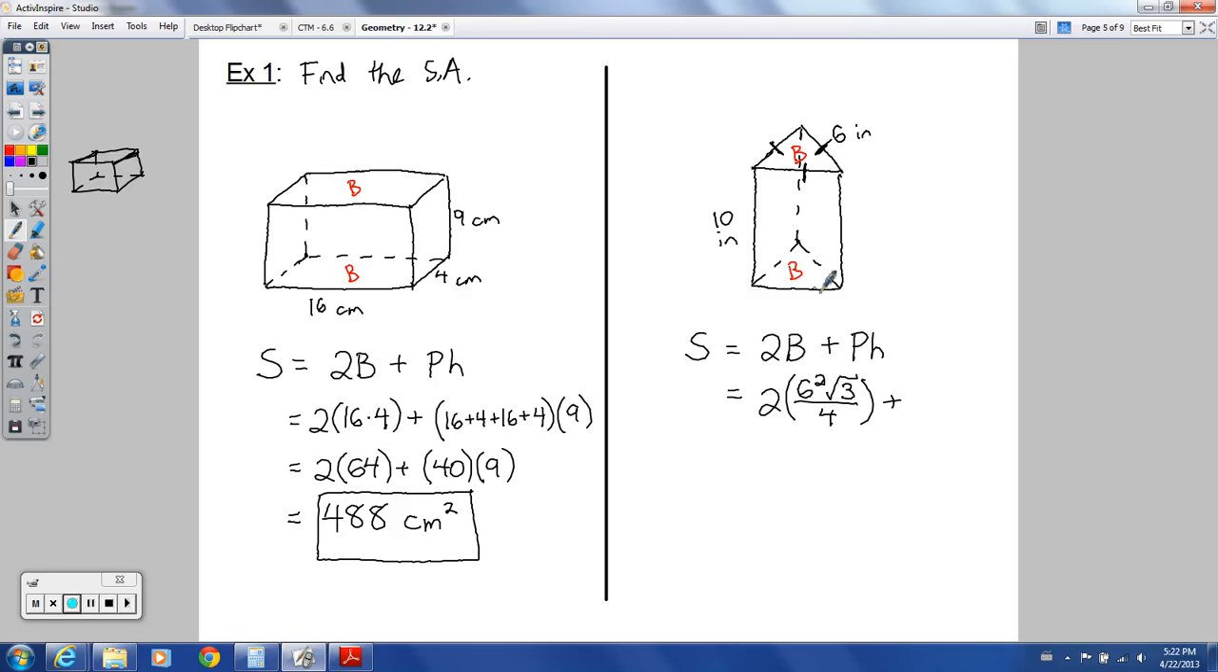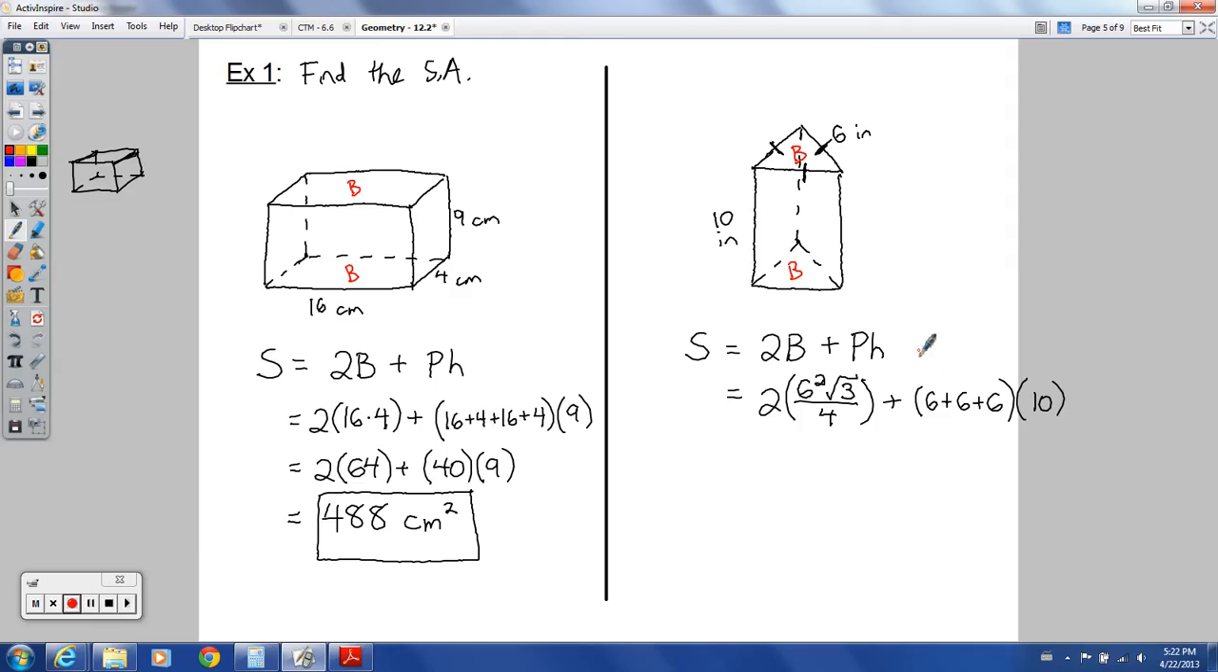Now, what's the perimeter of one of these bases? Well, it's just 6 plus 6 plus 6. So let's write that down. 6 plus 6 plus 6. Yes, I know that's the same as 6 times 3, but just so we get the idea of that perimeter, we're adding the sides. We're summing up. We are adding the sides together. Times the height here is 10.